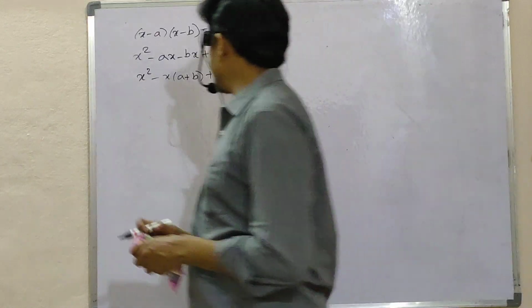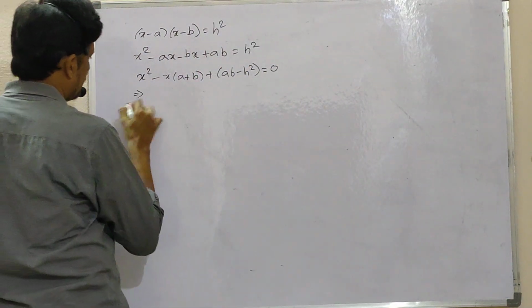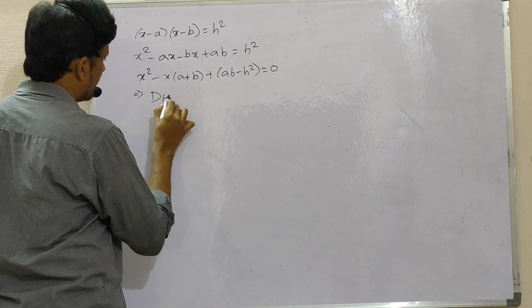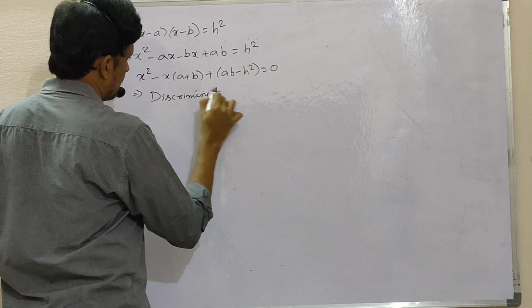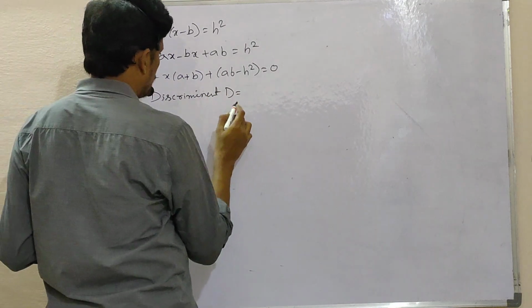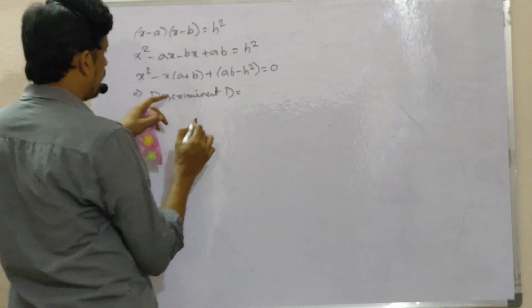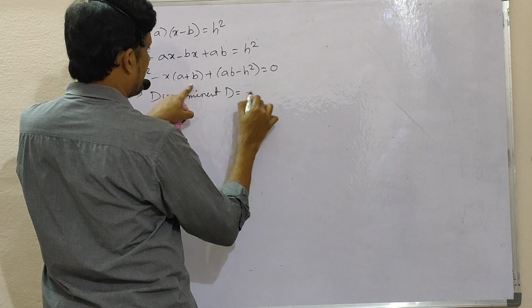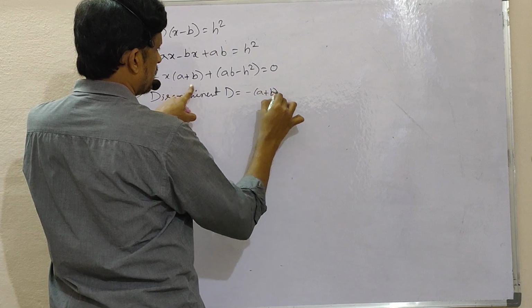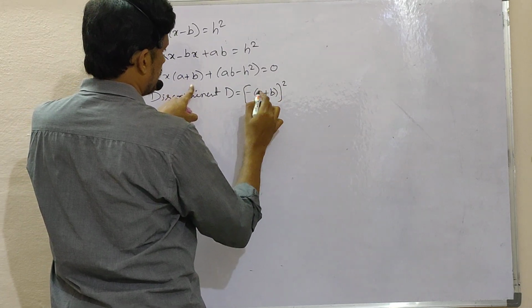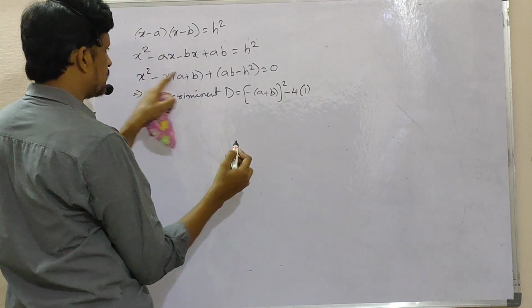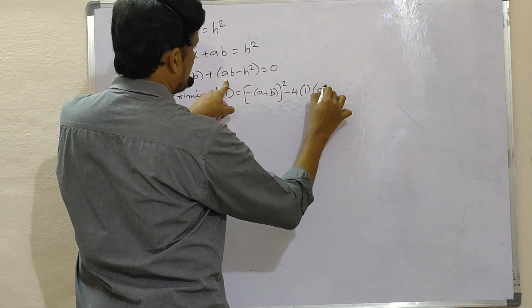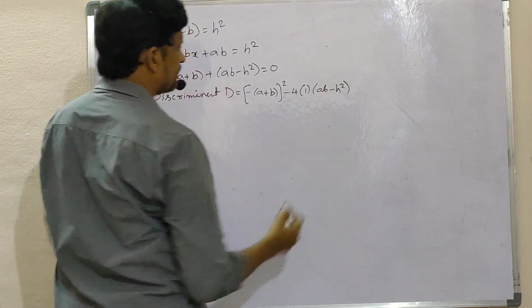Now to find the nature of the roots, we have to find its discriminant, that is b square minus 4ac. So observe this one, discriminant d is equal to b square minus 4ac, here b is minus of a plus b, minus 4 into a into c. The coefficient of x square is 1 and c is ab minus h square.